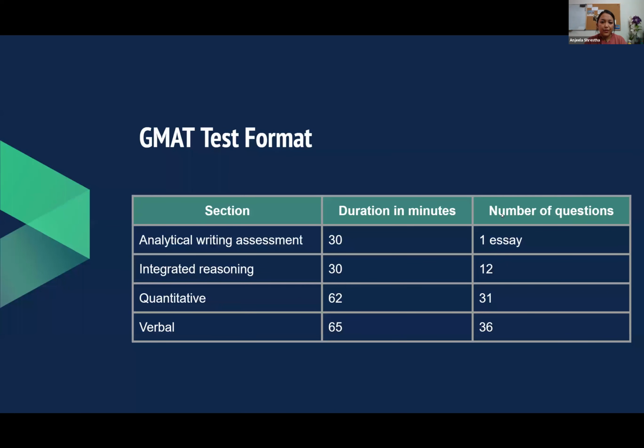And here is the format for GMAT. GMAT has 4 different sections. First is the analytical writing assessment, which has 1 essay. Second is integrated reasoning, which has 12 questions and 30 minutes. This is followed by the quantitative section, which has 31 questions. And lastly, the verbal section, which has 36 questions.